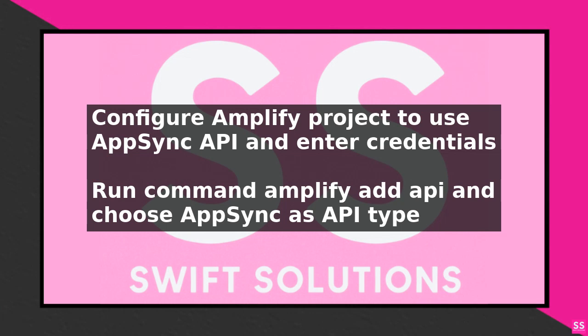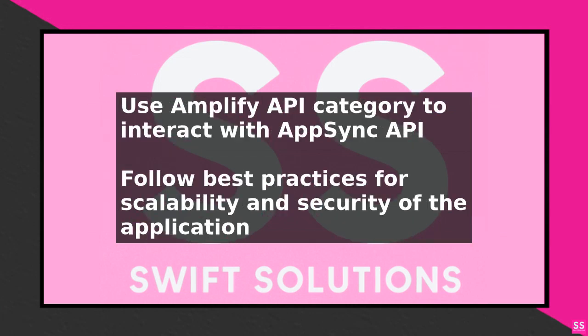In summary, integrating AWS Amplify with AppSync allows you to easily create scalable and secure GraphQL APIs for your application. By following these steps and best practices, you can create a robust and efficient backend for your application.